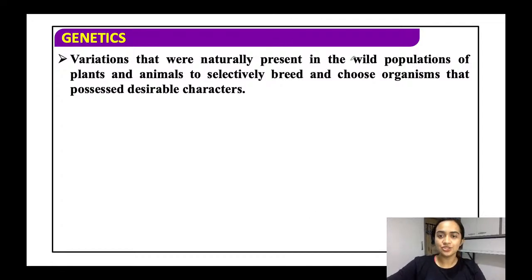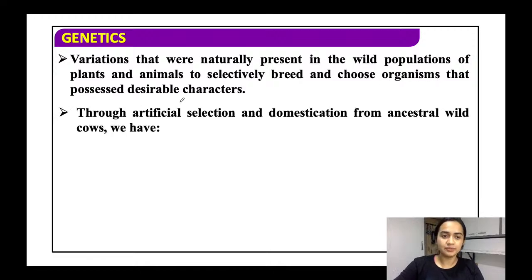Variations that were naturally present in the wild populations of the plants and the animals are used to selectively breed and choose the organisms possessed with desirable characters. So, we humans also sometimes prefer artificial selection. That means, especially in plants or cattle, we artificially select the genes and make them breed so that we have a better quality. So that is what is mentioned here.